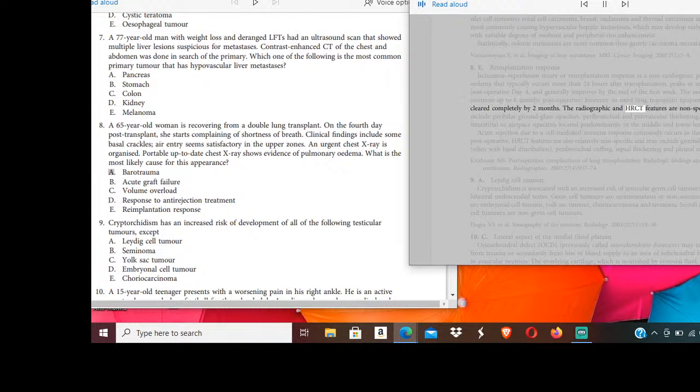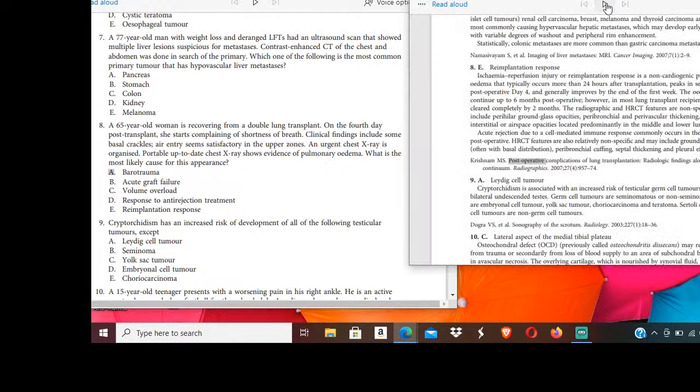The radiographic and HRCT features are nonspecific and may include perihilar ground glass opacities, peribronchial and perivascular thickening, and reticular interstitial or airspace opacities located predominantly in the middle and lower lung lobes. Acute rejection due to a cell-mediated immune response commonly occurs in the second week postoperative. HRCT features are also relatively nonspecific and may include ground glass opacities, often with basal distribution, peribronchial cuffing, septal thickening, and pleural effusion.